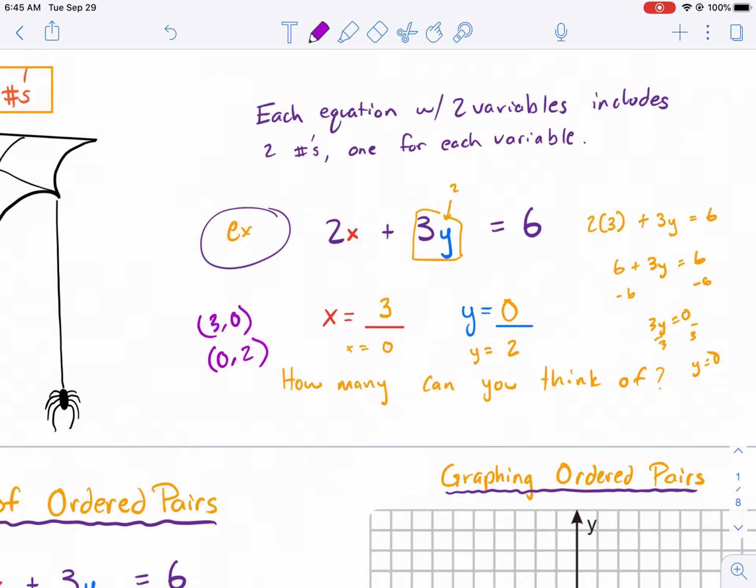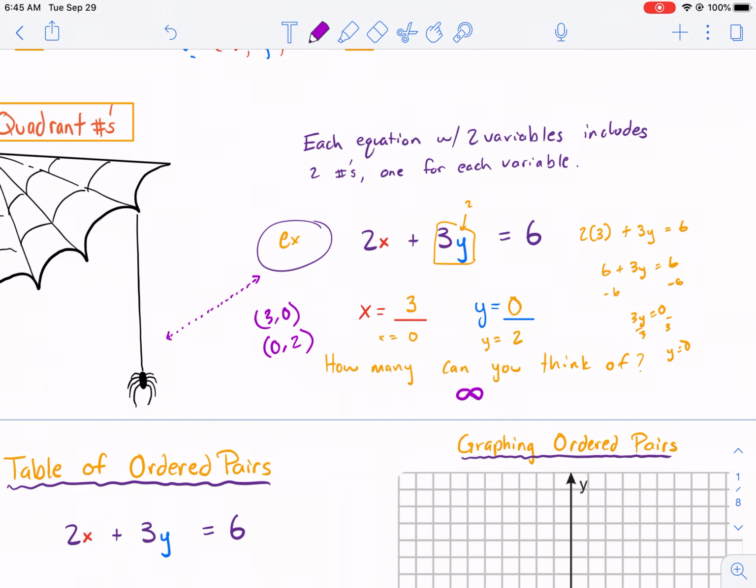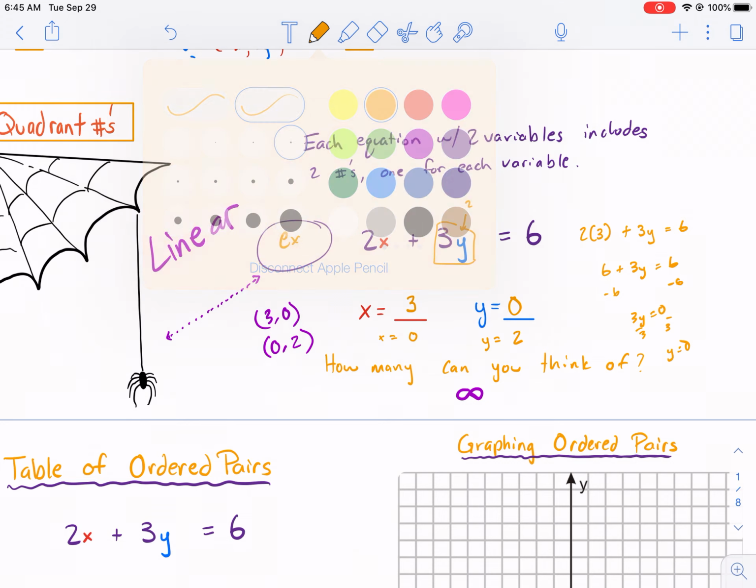What happens is, as you write down, well, hold on, how many can you think of? There's an infinite number. So as you continue writing these down, you're going to get tons of points. And what are they going to form? They're going to form a line. Okay? That's why these are called linear equations. What do you notice about the word linear?